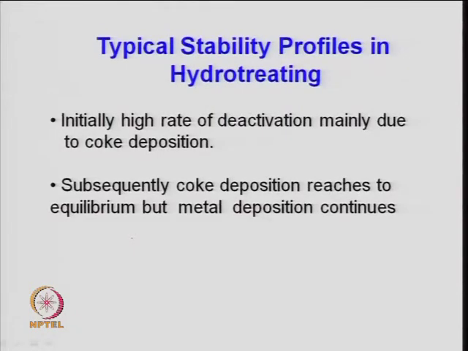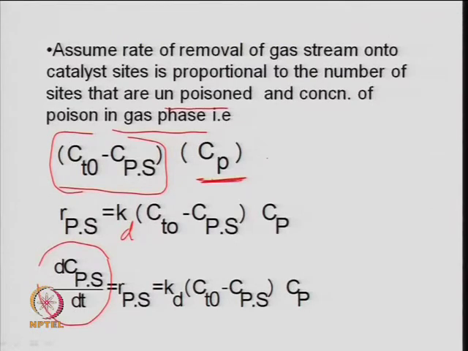So, stability profiles generally, if you look, the high rate of deactivation is mainly due to coke deposition, because initially, even for coke deposition or poison, the vacant site concentration is very high. So, the rate of poisoning will be high and finally it will reach a kind of asymptotic poisoning rate. So, finally, the rate will decrease as the vacant site concentration decreases.